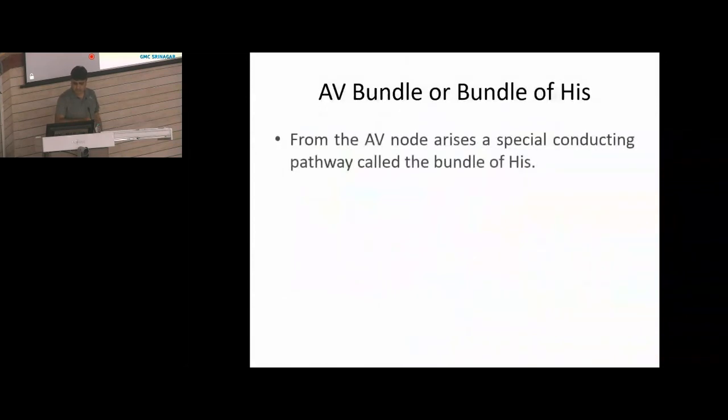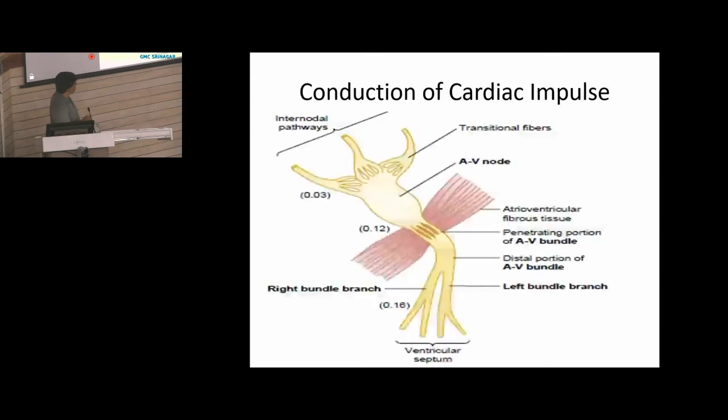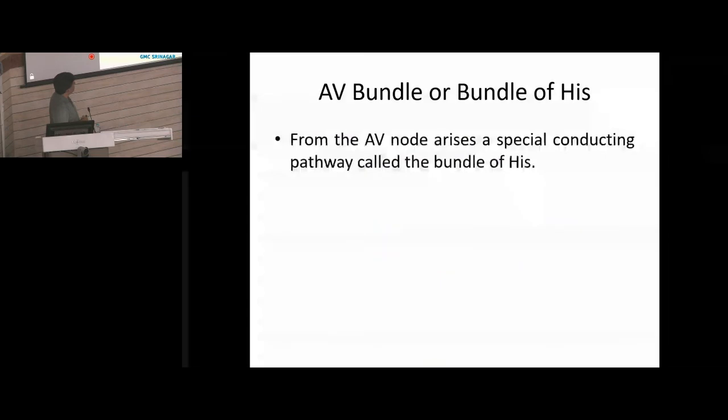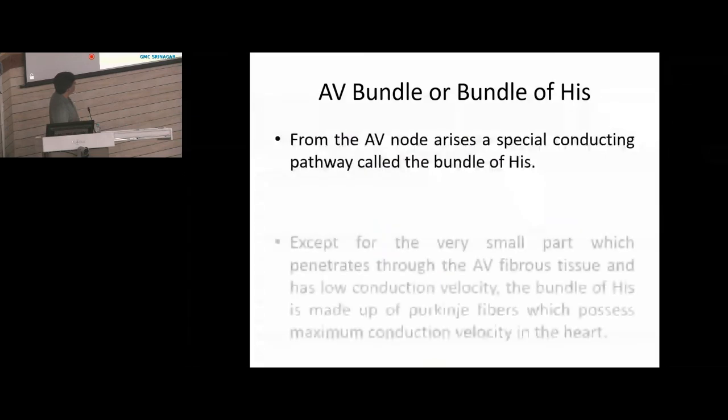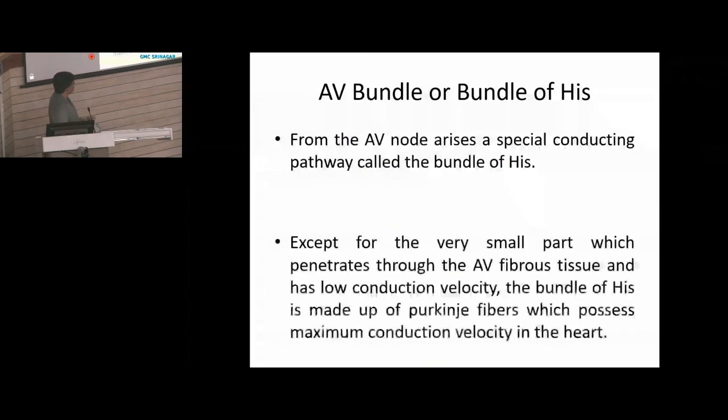Now AV bundle, it arises from here, as you know. Now we are talking about this part, this atrioventricular bundle or bundle of His. So from the AV node arises a special conducting pathway called the bundle of His. Except for the very small part which is penetrating through the AV fibrous tissue and has low conduction velocity, the bundle of His is made up of Purkinje fibers which possess maximum conduction velocity of the heart.